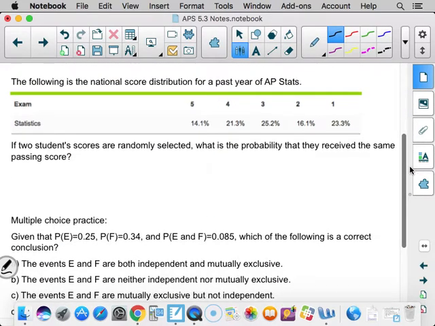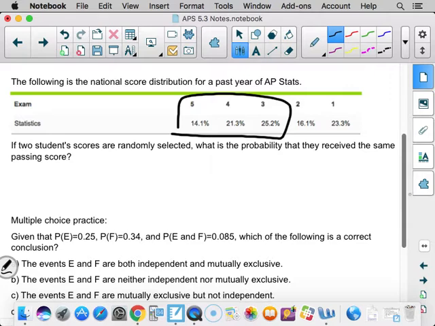All right. The following is a national score distribution for a past year of AP statistics. If students' scores are randomly selected, what's the probability that they receive the same passing score? So let's think about this scenario. First of all, what does it take to get a passing score on an AP exam? 3, 4, or 5, right? So these are the qualifying passing scores. We're looking at taking two students, and we want them to have the same passing score. Aren't there a couple ways that could happen? They could both get 5s, couldn't they?